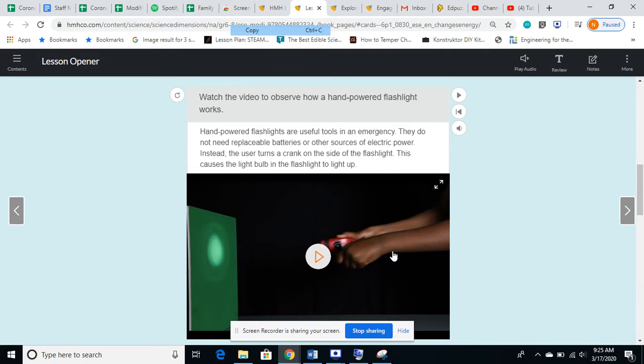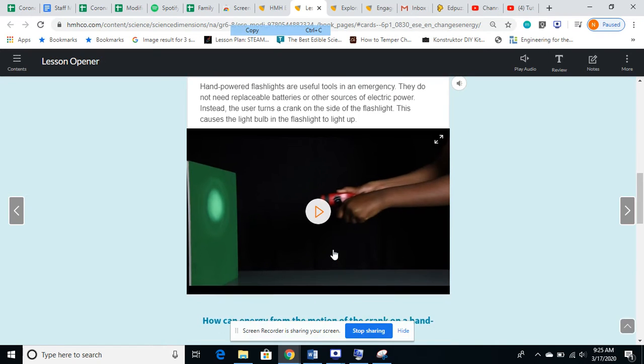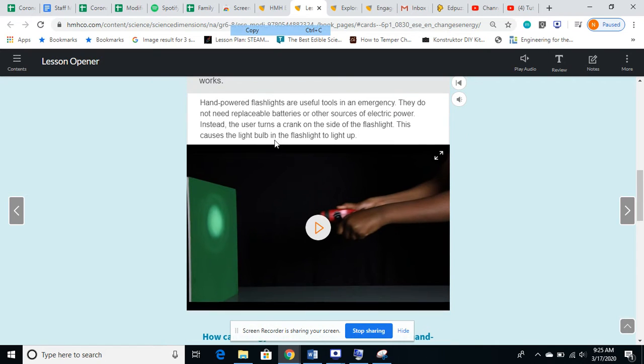So watch the video. We're going to have these videos pop up, and I'm just going to kind of explain them. There's also closed captioning, so you'll be able to hear what they're saying, but I'll chime in if I think it's important. So it says hand-powered flashlights are useful tools in an emergency. They do not need replaceable batteries or other sources of electric power. Instead, the user turns a crank on the side of the flashlight. This causes the light bulb in the flashlight to light up.